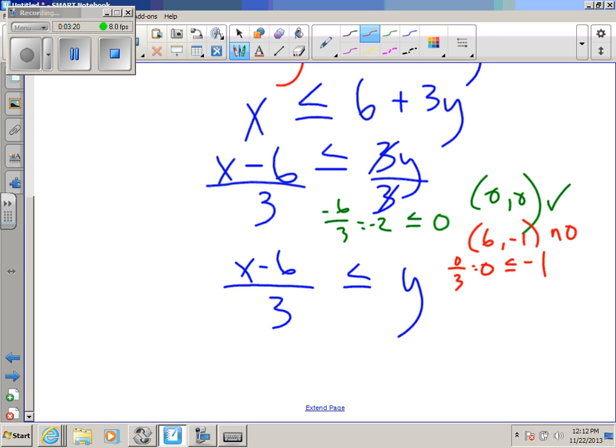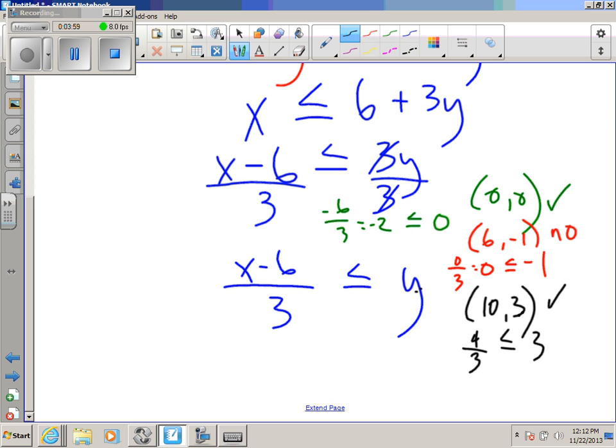10 and 3. Plug in 10. 10 minus 6, 4 over 3. Okay. Is 4/3 less than or equal to 3? Yes. 3 for y. So this one's good too, right? Question? No?